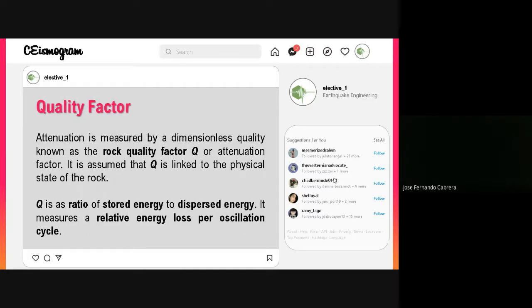The quality factor. Attenuation is measured by dimensionless quantity known as the rock quality factor Q or the attenuation factor. It is assumed that Q is linked with the physical state of rock. Q is the ratio of stored energy to dispersed energy. It measures a relative energy loss per oscillation. Q increases when the density and velocity of the material increases. In Earth's crust, Q ranges from 10 to 100. Next po.